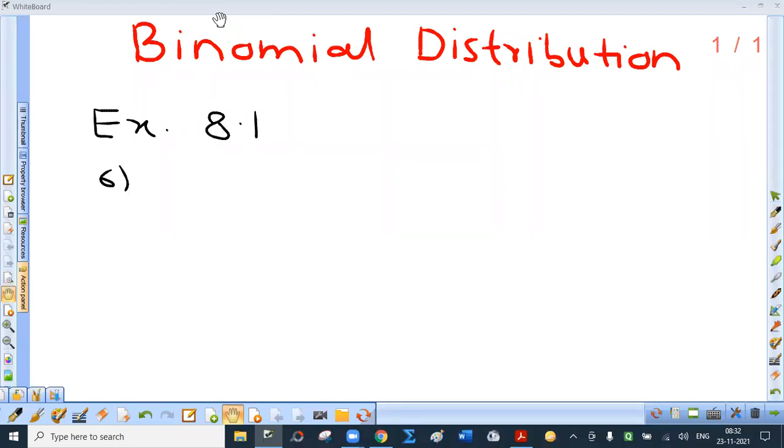Binomial distribution exercise 8.1, sum number 6. A bag consists of 10 balls, each marked with one of the digits 0 to 9. If 4 balls are drawn successively with replacement from the bag, what is the probability that none is marked with the digit 0?